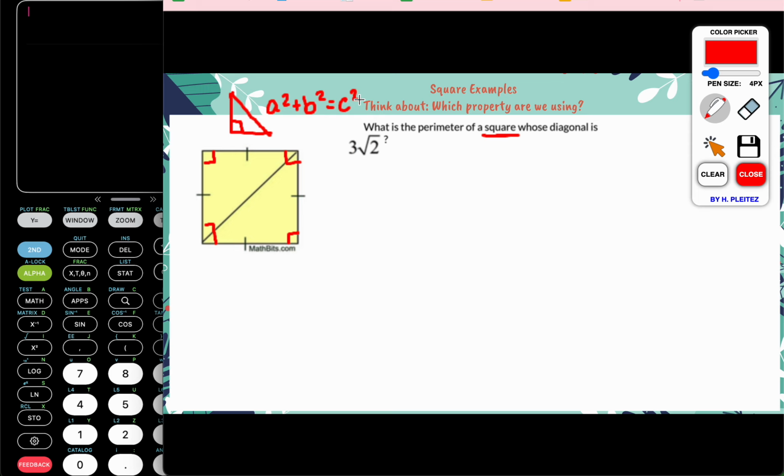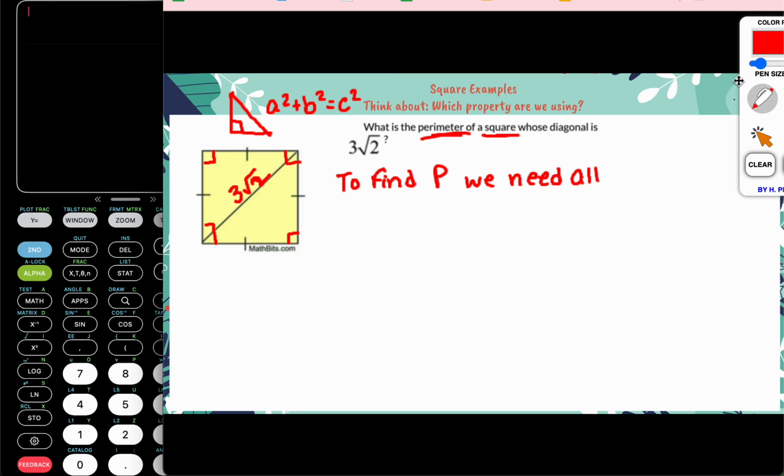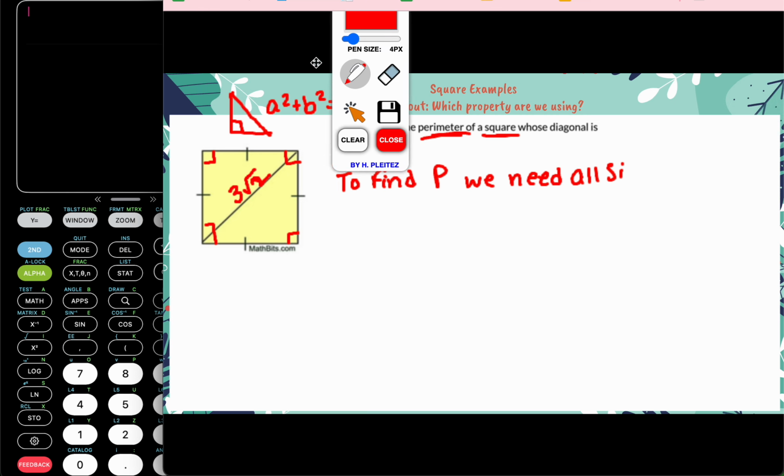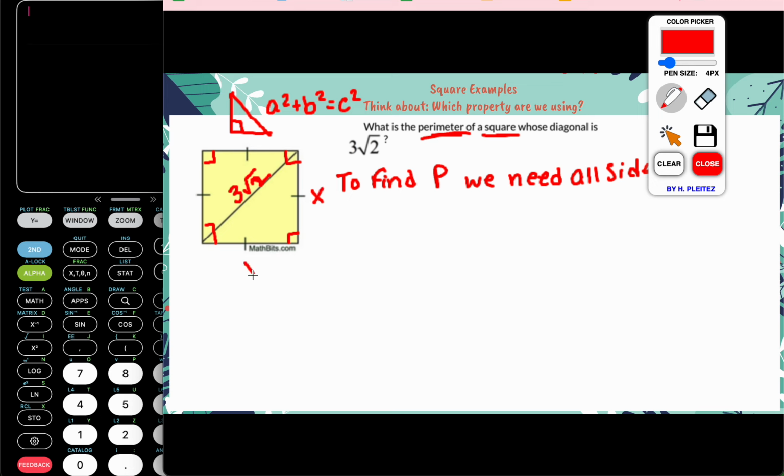Okay, now let's label what we have. It says the diagonal is 3 radical 2, and it wants us to find the perimeter. To find perimeter, we need all sides. The good thing about squares is that all sides are congruent, so you only really need to find one side. What I like to do is label all of my sides just as a variable. I know all of them are congruent. I can call it Y, I can call it Z, but I'm going to go ahead and label all 4 of those sides as congruent. And I'm going to try to find one of the sides first.